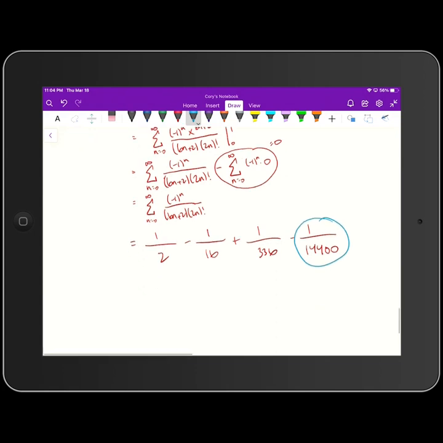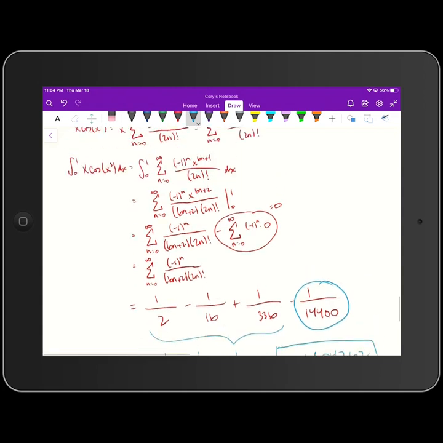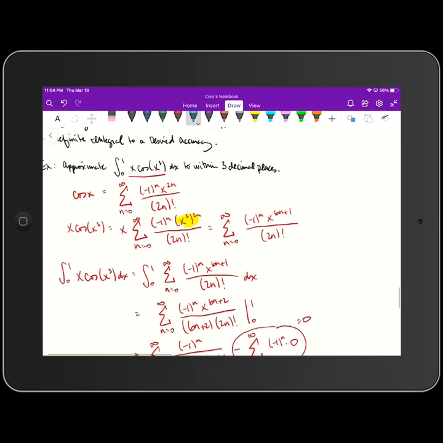So if I add up the first 3 terms, that's going to give me an approximation that is accurate out to 3 decimal places at least. So 1/2 minus 1 over 16 plus 1 over 336 is approximately 0.44044762. So that gives us an approximation for the value of that integral.